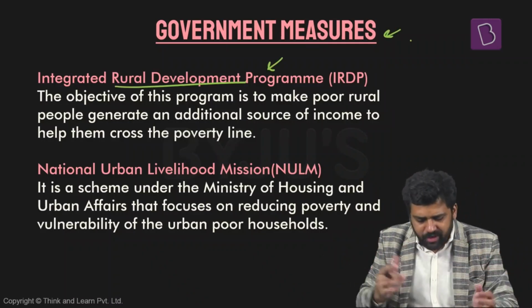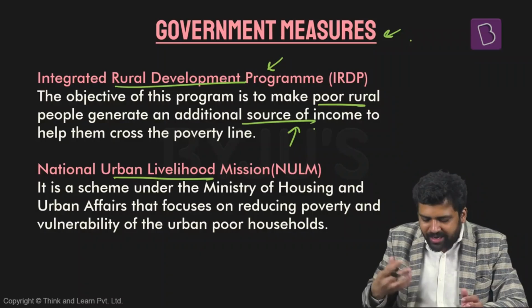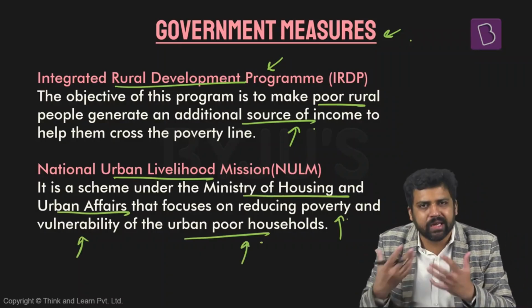You have the Integrated Rural Development Program. The idea is to ensure that rural poor people have some additional source of income so that they are able to cross the poverty line. Then you have the National Urban Livelihood Mission. This is under the Ministry of Housing and Urban Affairs, and the focus is on ensuring that the vulnerability and poverty of urban poor households is reduced.